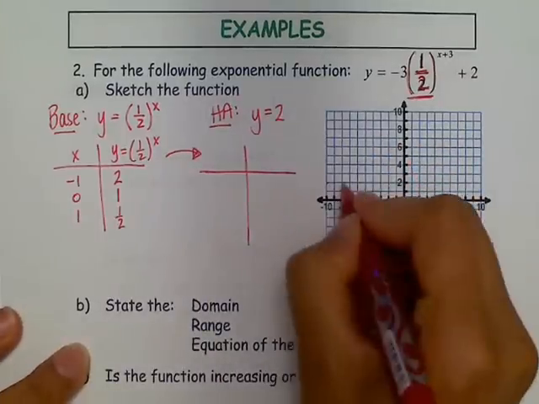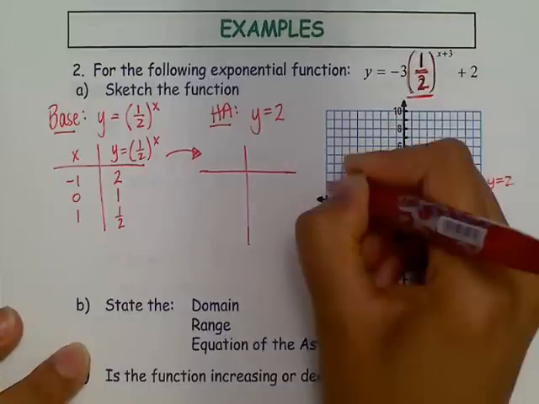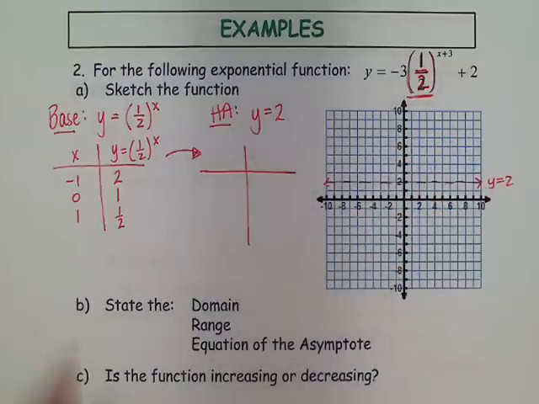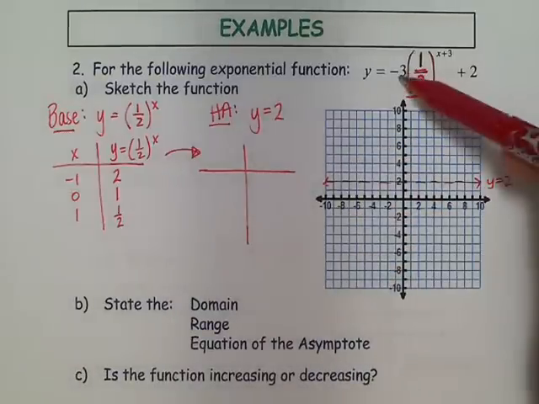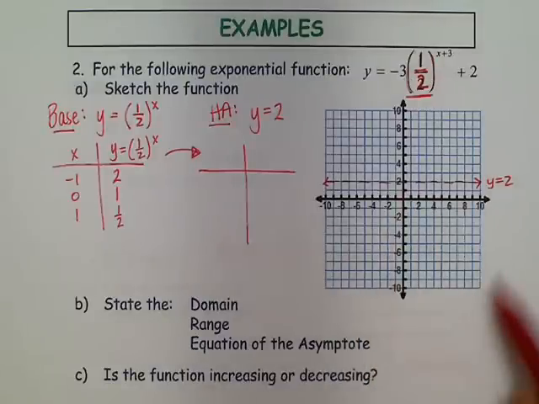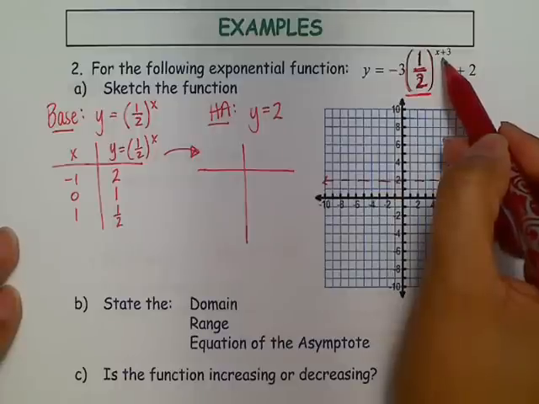Before I actually create my mapping formulas, what I'm going to do is draw the horizontal asymptote. So at y equals 2, I have my horizontal asymptote. Now in this case, I'm expecting all my points to be below the asymptote, and the reason for that is because the graph has been vertically reflected. So I'm expecting the graph to be down here somewhere.